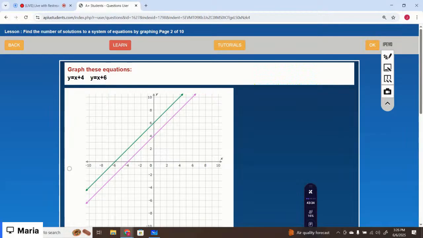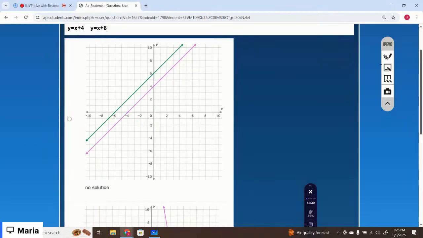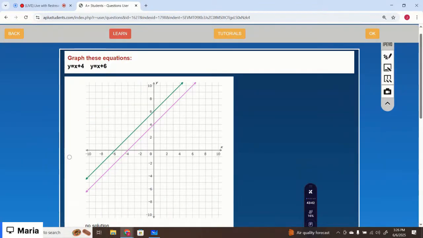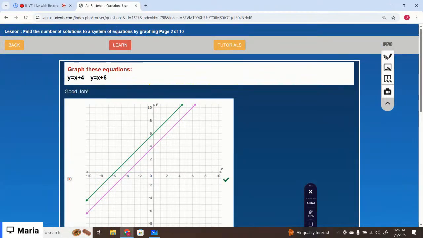Graph these equations y equals x plus 4 and y equals x plus 6. So which is the correct option? Option number 1 is the correct option. The lines are parallel. Option number 1 is the correct option.